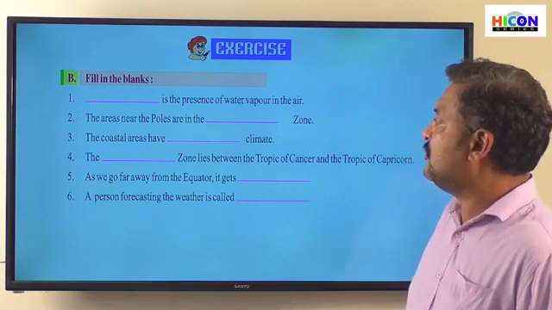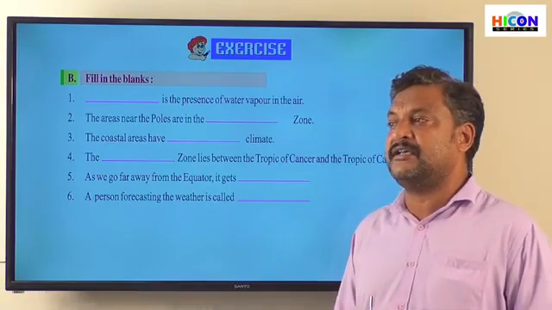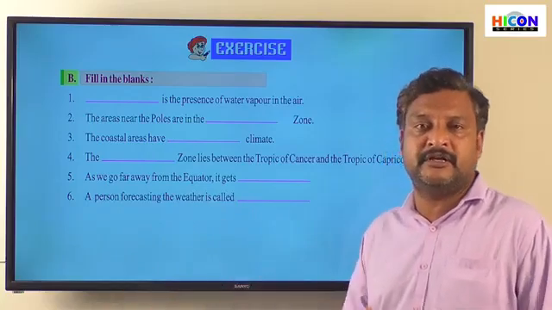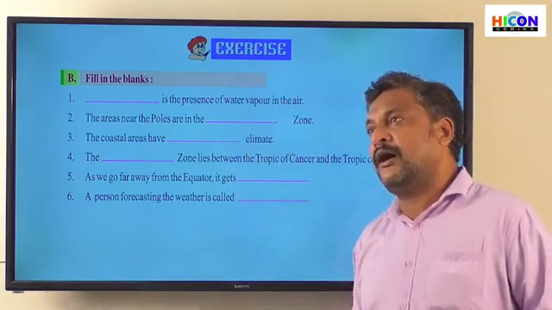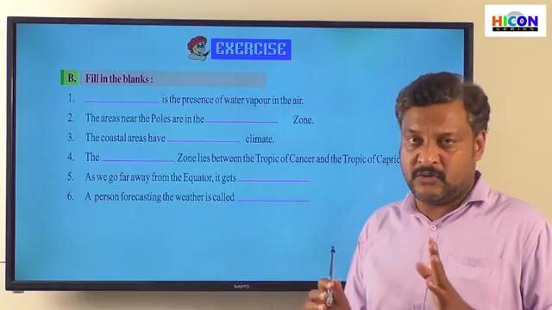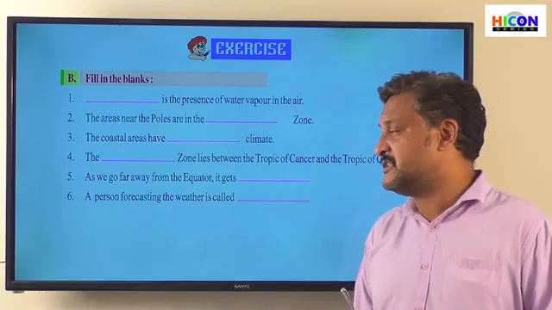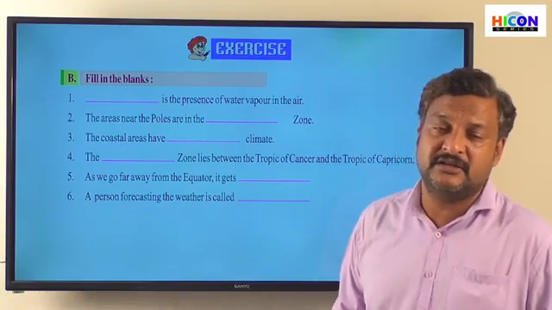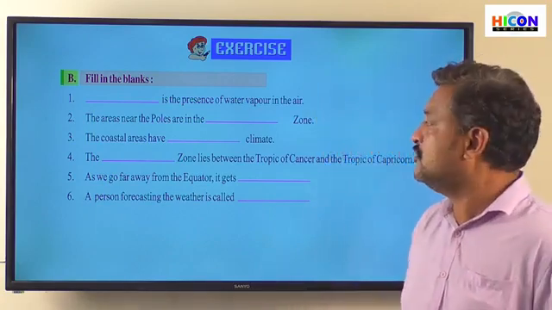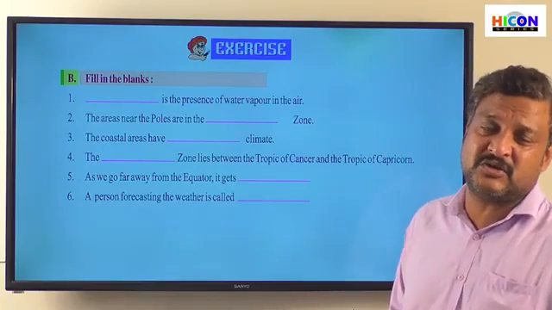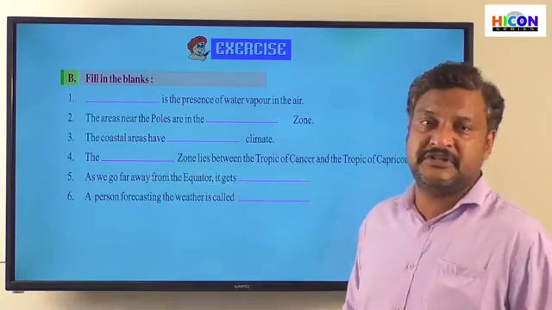The areas near to the poles are in the dash zone. So we know around the equator it's very hot, and as we go farther from the equator it gets cooler, and the coolest regions are the polar regions. So Arctic region and the Antarctic region are the coolest places on the Earth. And what do we call that place? It's known as a frigid zone, isn't it? Frigid zone. So the zone that is of extreme cold temperature is called a frigid zone. Okay. So the areas near the poles are in the frigid zone.